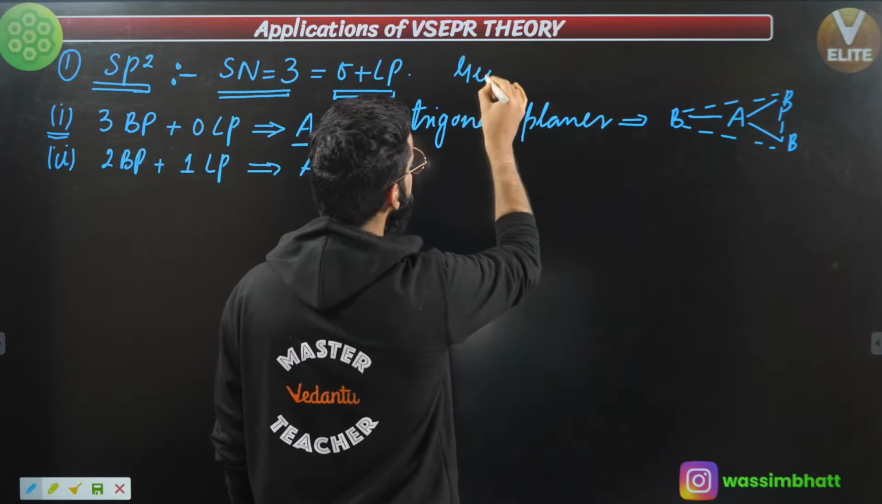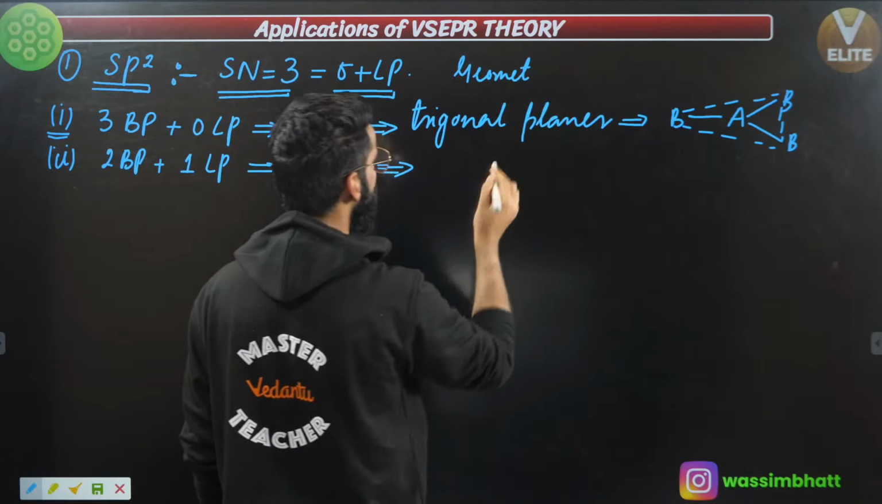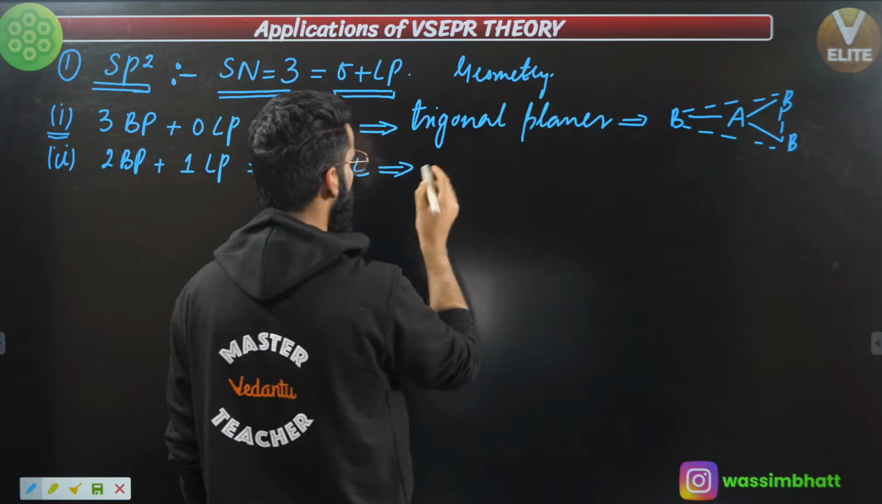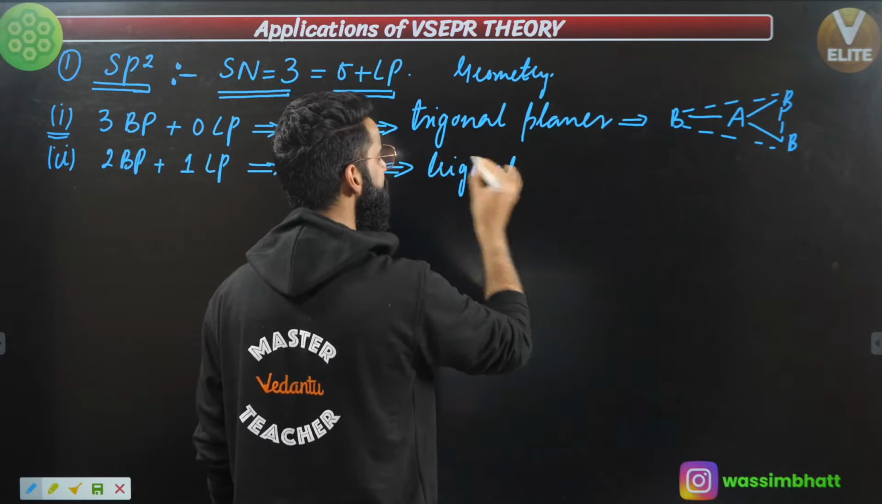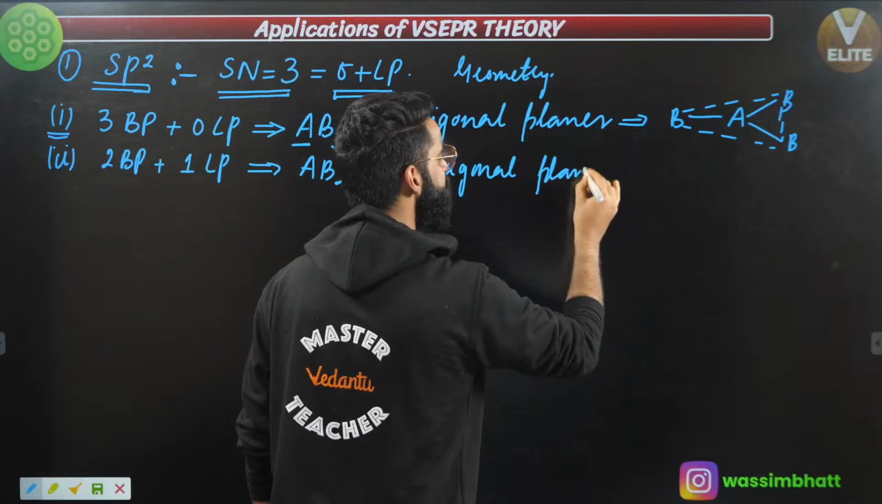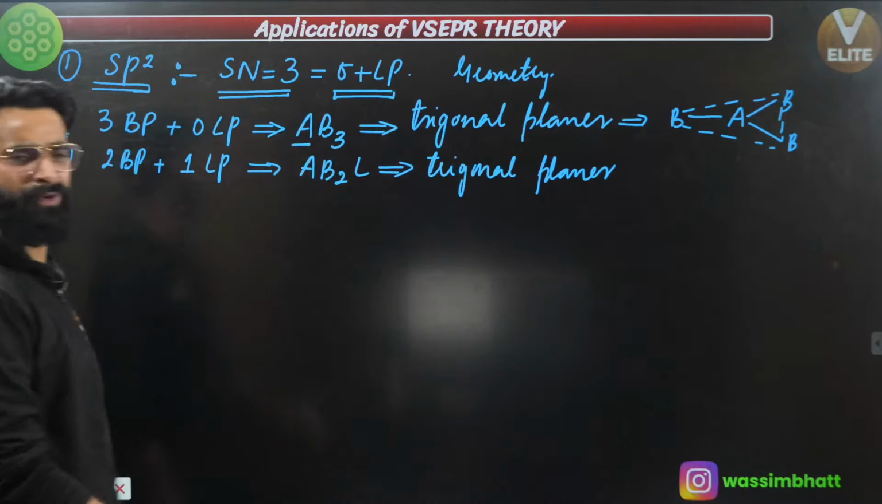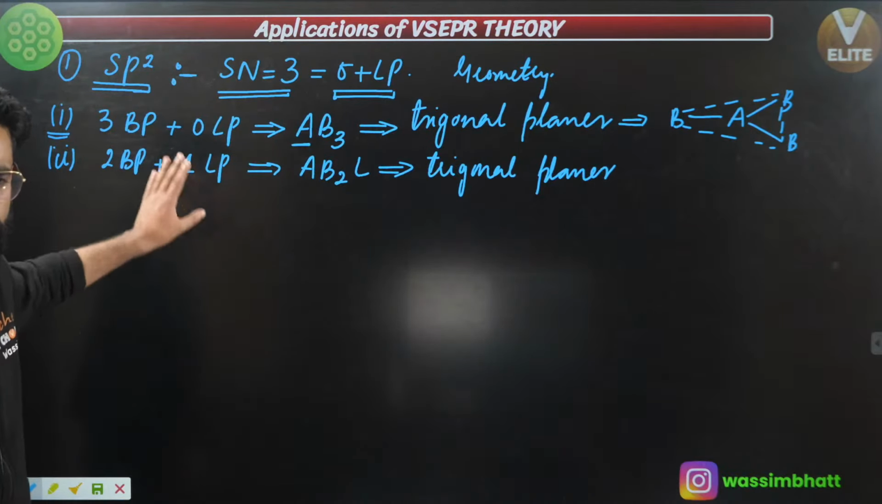Over here I'm writing geometry, correct? So what is the geometry right here? Geometry again is going to be trigonal planar, correct? But people, what is going to be the shape? Is the shape going to be again trigonal planar? No, I told you, simple guys.